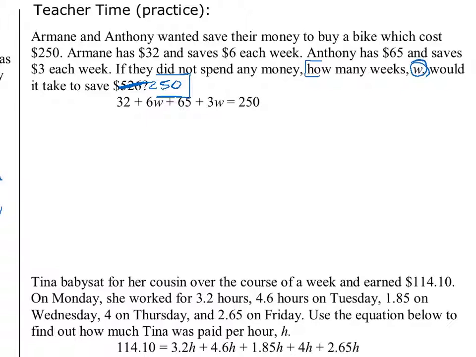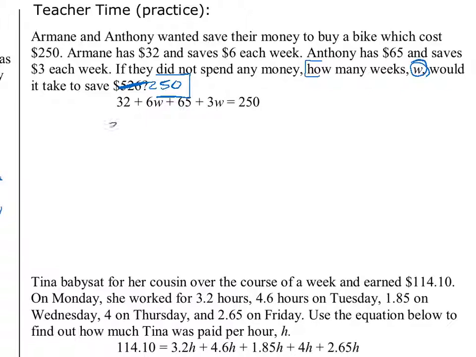Now I can see where it came from. $32 is how much he already has. $6 times the number of weeks is how much he's going to get. $65 is how much he already has. $3 times the weeks. It's going to total up to $250. That makes sense? So let's go ahead and solve this equation.